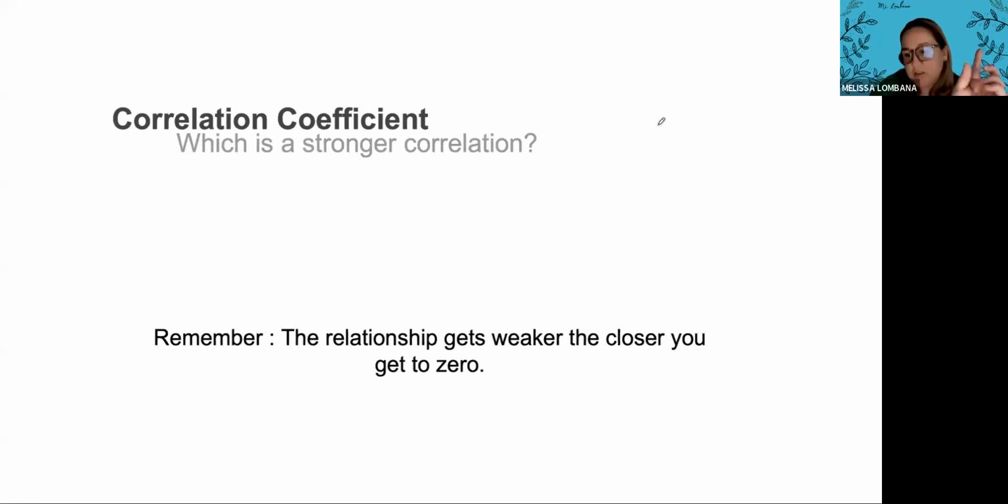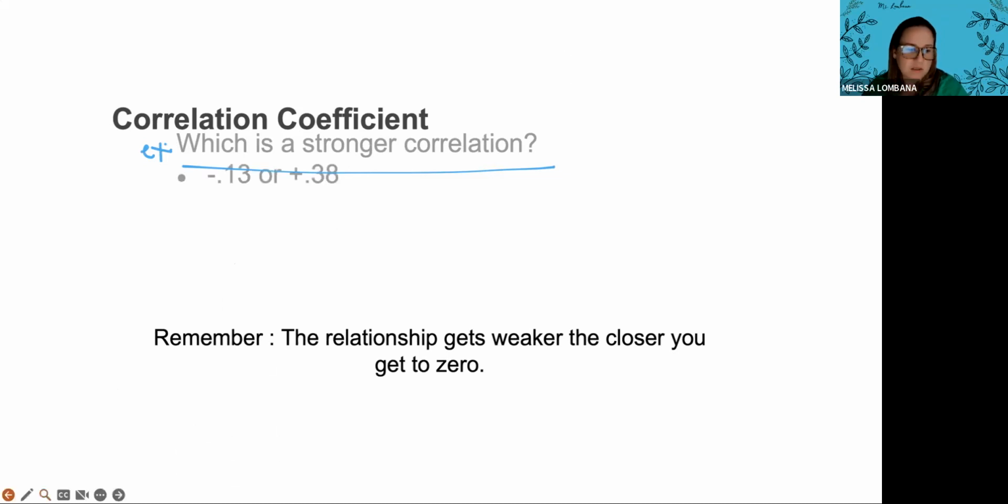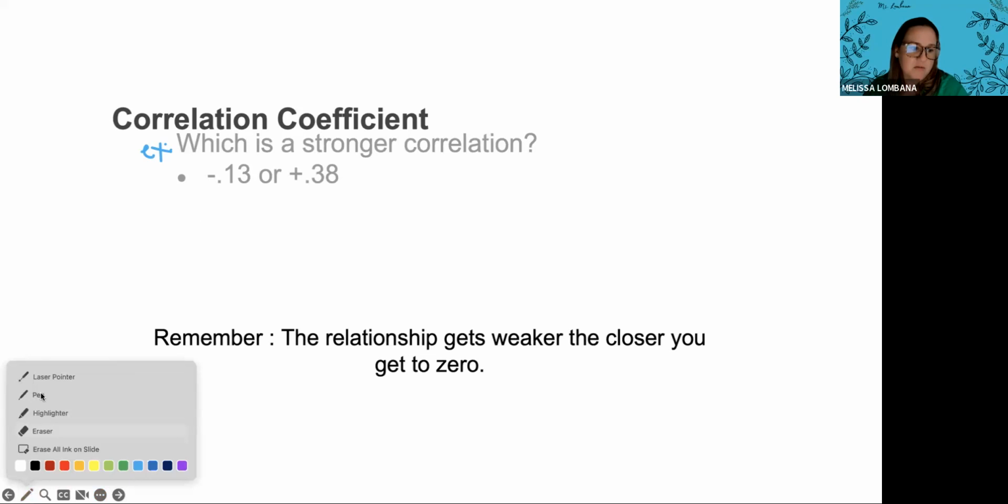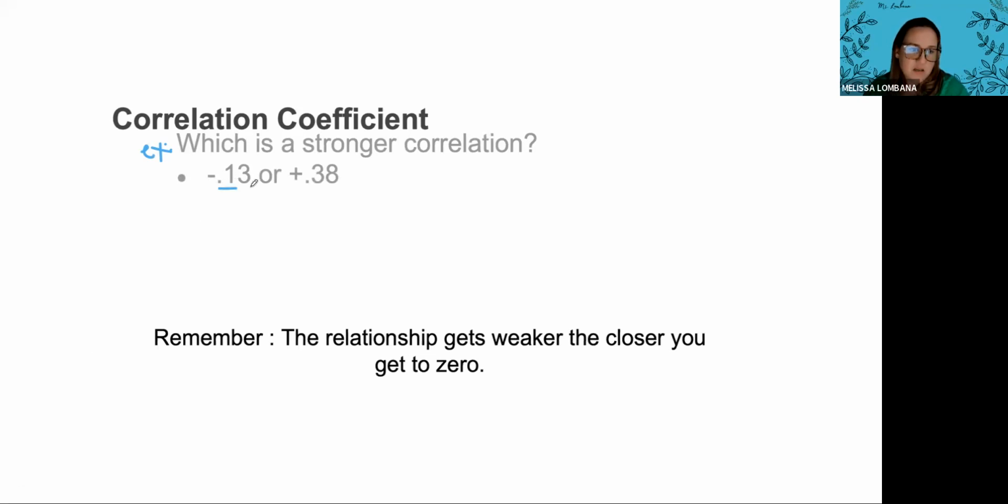Okay, so still under correlation coefficient, I want you to write another example. And I want you to put which is the stronger correlation. This is going to be your example in your notebook. Let me erase that, get it out of the way. Then I want you to write these numbers. So this would be negative 0.13 or positive 0.38, and the strong one is going to be positive 0.38.